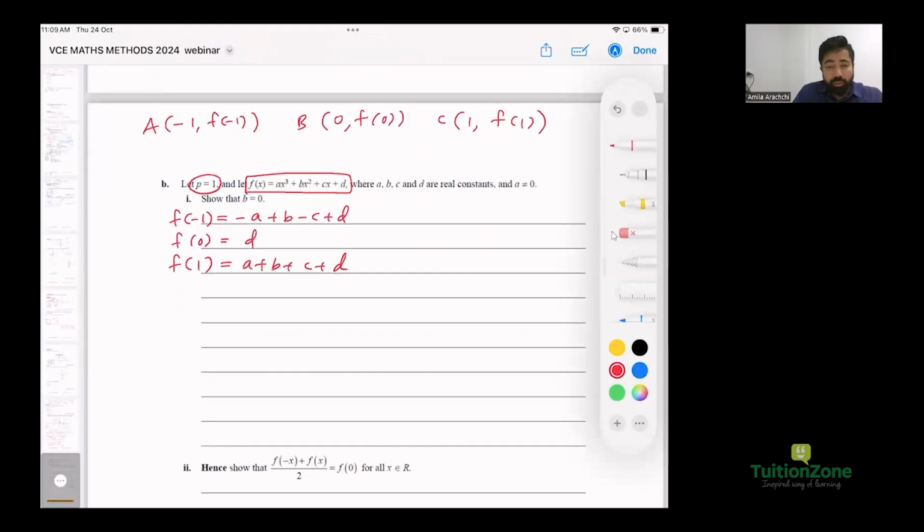I just keep them ready. Then they're asking to show that b is equal to 0. Any idea, anyone, the way we can approach? See, this question is easy. Only thing is, sometimes we don't know where to start to get the answer. What do you think? So how do you go from there, this step? We got all the information ready to get the answer. How do you go from here?